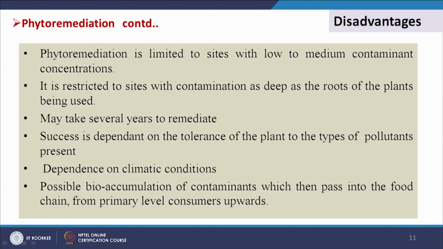It has some disadvantages also. Phytoremediation is limited to sites with low to medium contaminant concentrations. It is not very suitable for high concentration removal. It is restricted to sites with contamination as deep as the roots of the plants being used, and may take several years to remediate. Success is dependent on the tolerance of the plant to the types of pollutants present and on climatic conditions, and there is possible bioaccumulation of contaminants which then pass into the food chain from primary level consumers upwards. So, that is also one drawback of this, that pollutants may be accumulated and passed upward through the food chain.